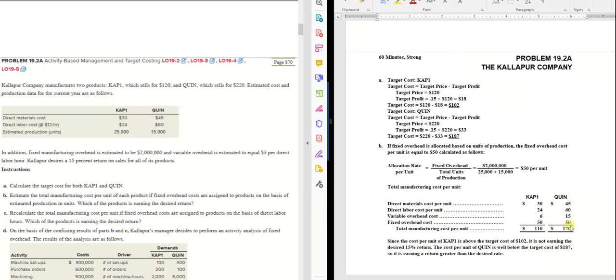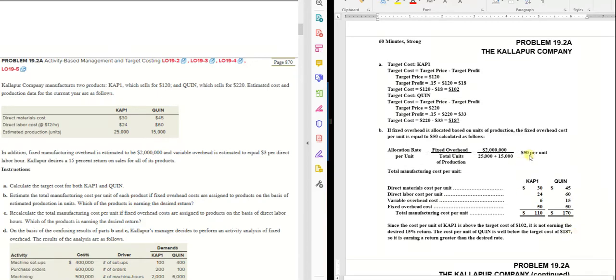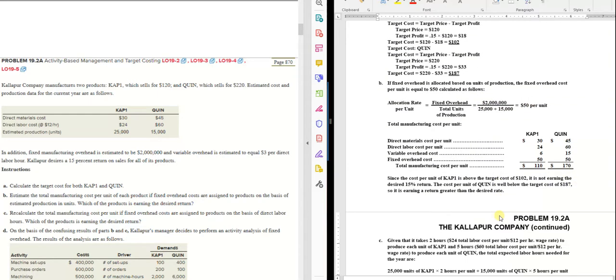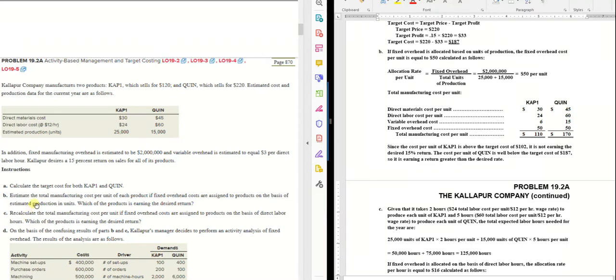Depending on how you worded that, I am in excess of my target cost on Cap. I am not in excess of my target cost on Quinn. So I need to make it for 187, and I'm making it for 170. However, I'm not sure if this is right. So I take part C, I'm sorry, recalculate total manufacturing if the fixed overhead are on the basis of direct labor hours.